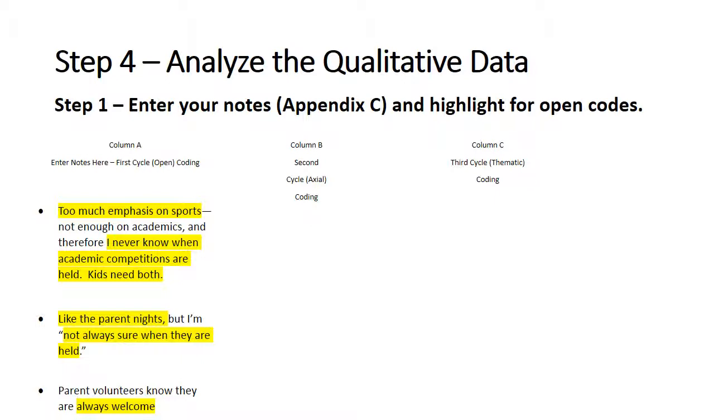Another note about how to code at this level, these codes are called open codes. So too much emphasis on sports is an open code. Some researchers call them first cycle codes. Some people like to print the notes out and do this by hand because they're not adept at computer highlighting. And I'm perfectly fine with that because you're not going to be handing these in. Do whatever's easiest for you. So you highlight all of your information into open codes. This is step 1 of this part.